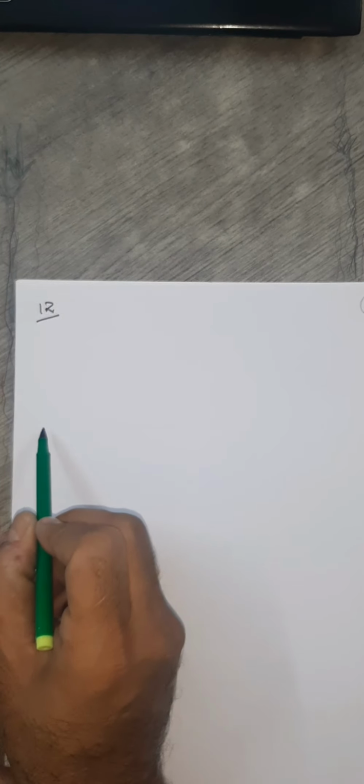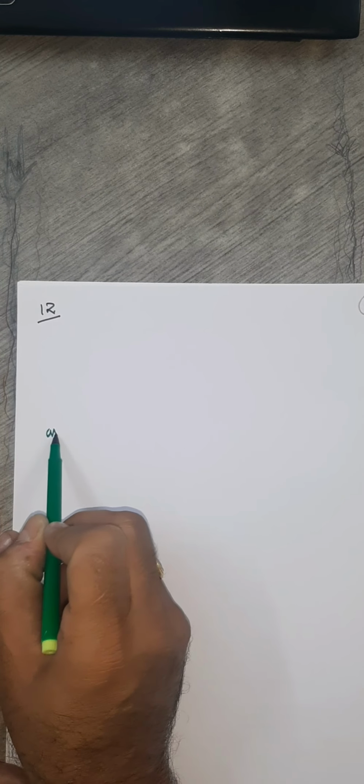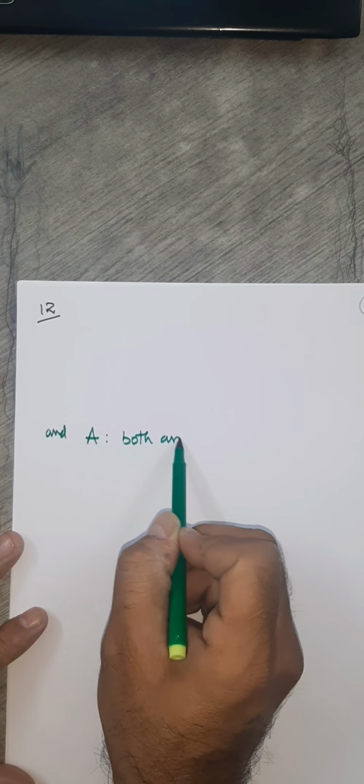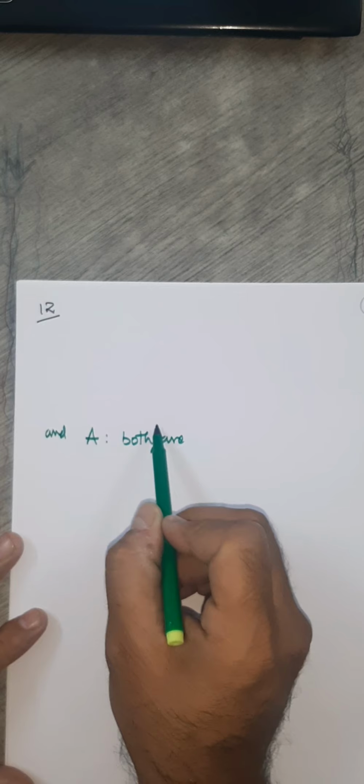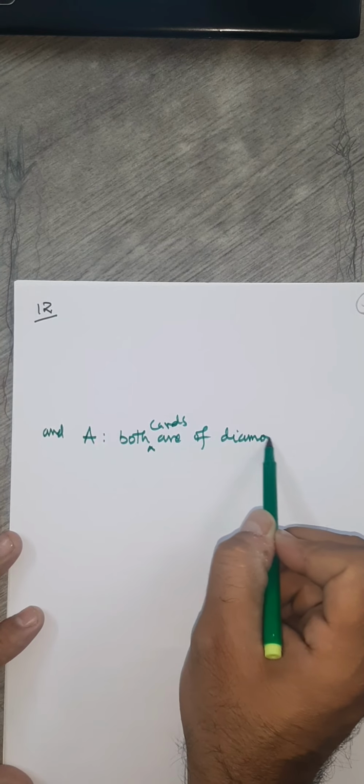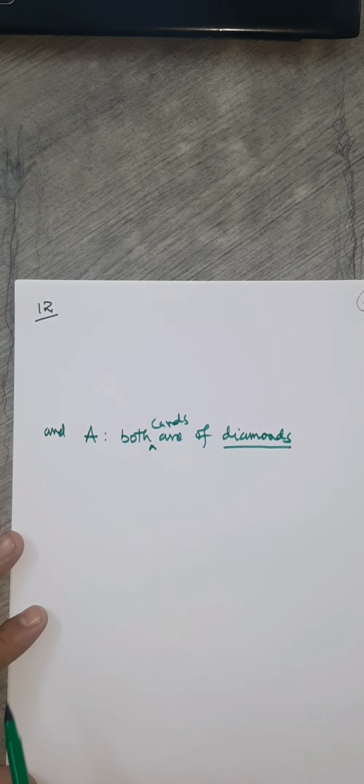Question number 12. A card from a pack of 52 cards is lost. From the remaining cards of the pack, 2 cards are drawn and are found to be both diamonds. Okay, so that event has occurred. So that is the definition of event A. So I'll write that in event A. What is event A? That is both cards are of diamonds, because this event has occurred.